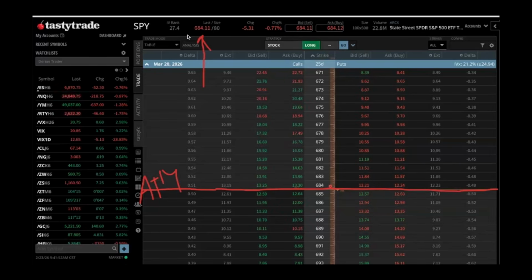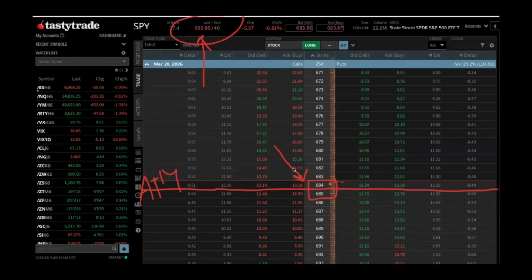So the SPY is currently moving. It's live, but it's around 684 here. That's right here. This is the at the money line. That's where you start, you guys, because that's what determines if something is in the money, out of the money, or at the money. You need to know these terms.